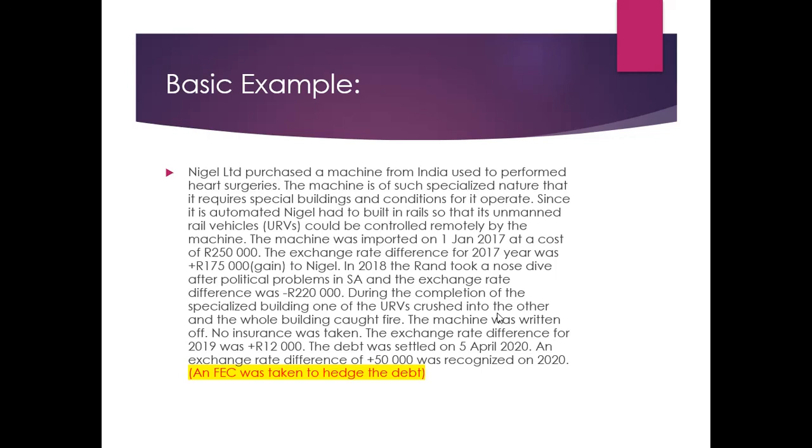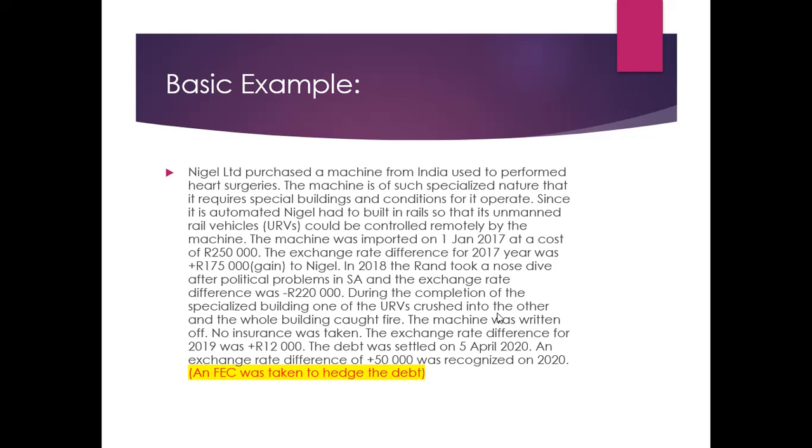In 2018, the rand took a nosedive after political problems in South Africa, and the exchange rate difference was 220,000 in the 2018 year of assessment. Then during the completion of the specialized building, one of the URVs crashed into the other, and the whole building caught fire. The machine was written off, no insurance was taken. The exchange rate for 2019 was plus 12,000, that is, there's a gain there. The debt was settled on 5 April 2020.